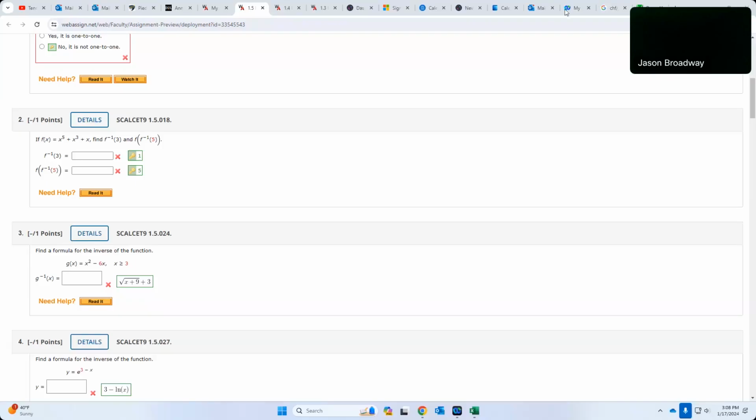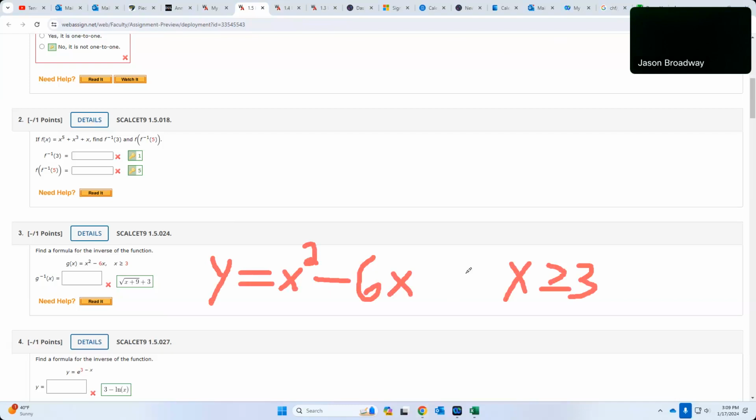Okay, guys, let's pick back up again where we left off. So I said last time I wanted to trade places. So let's write this as y equals x squared minus 6x. But now we want to get the inverse equation. Let me just write the constraint here too for the original.